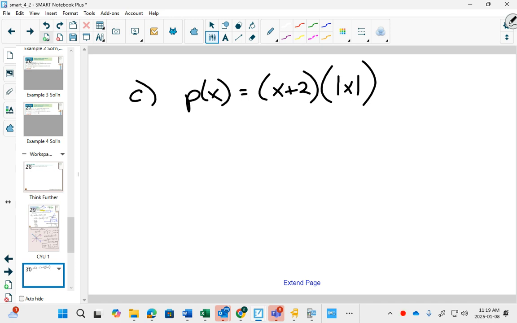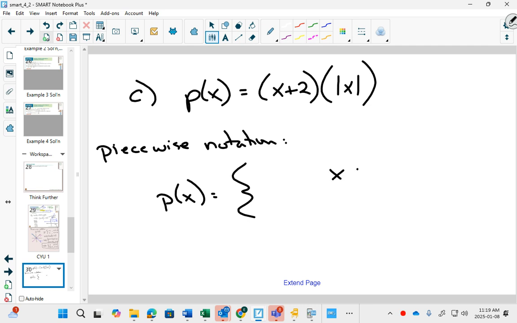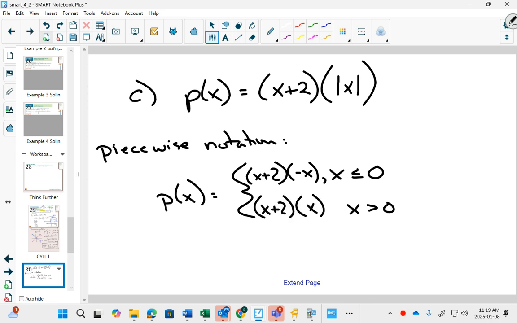With it written like this, the best you could do is a table of values and see what you get. But if we write this in piecewise notation, we know that when x is less than or equal to 0, the absolute value of x is the same as negative x. And we know that when x is bigger than 0, the absolute value of x is just x.